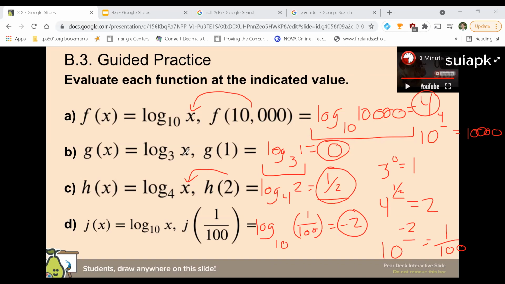Okay, there is a way to do these in your calculator. I have to clear this to show you.